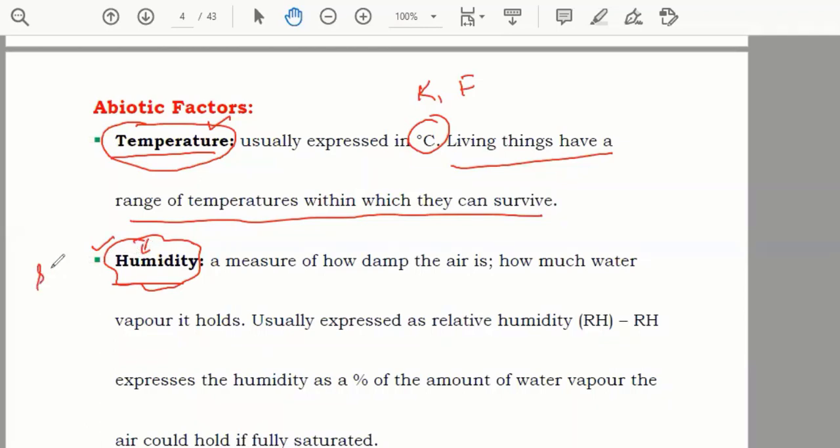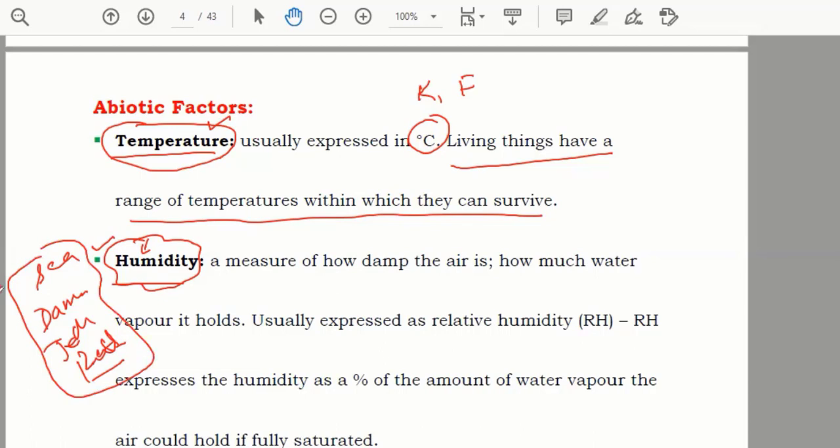When you go to any seaside, like Dammam or Jeddah or Port Sudan, any coastal area, especially in the summer, you will find that the humidity level is very high, because evaporation is occurring there, and due to evaporation, the water vapors mix in the air, so the humidity level is really high there.